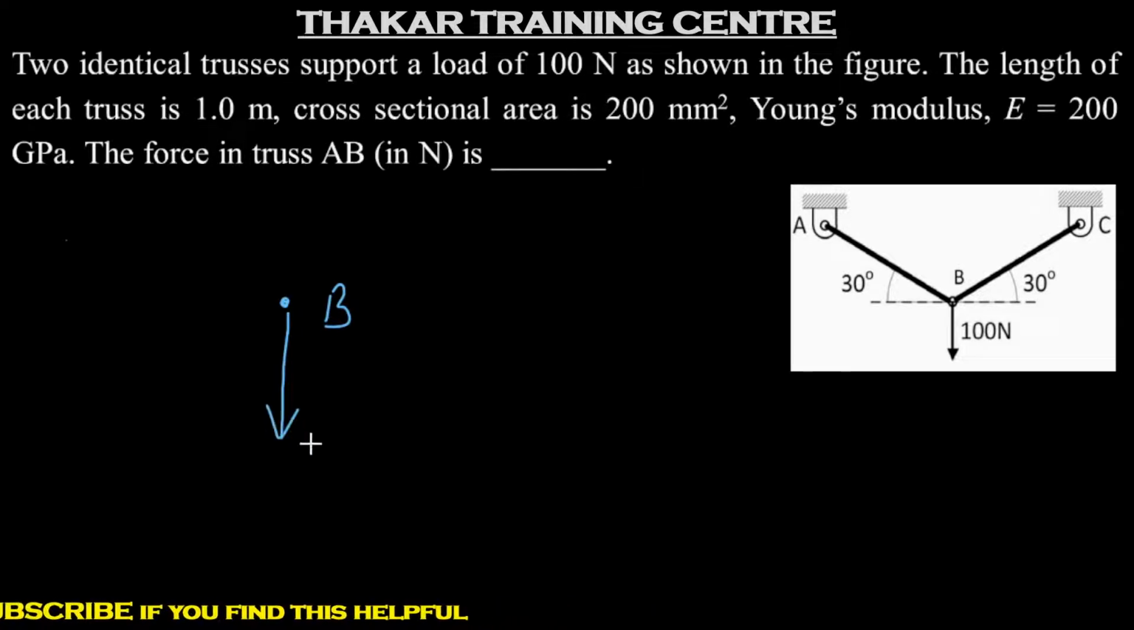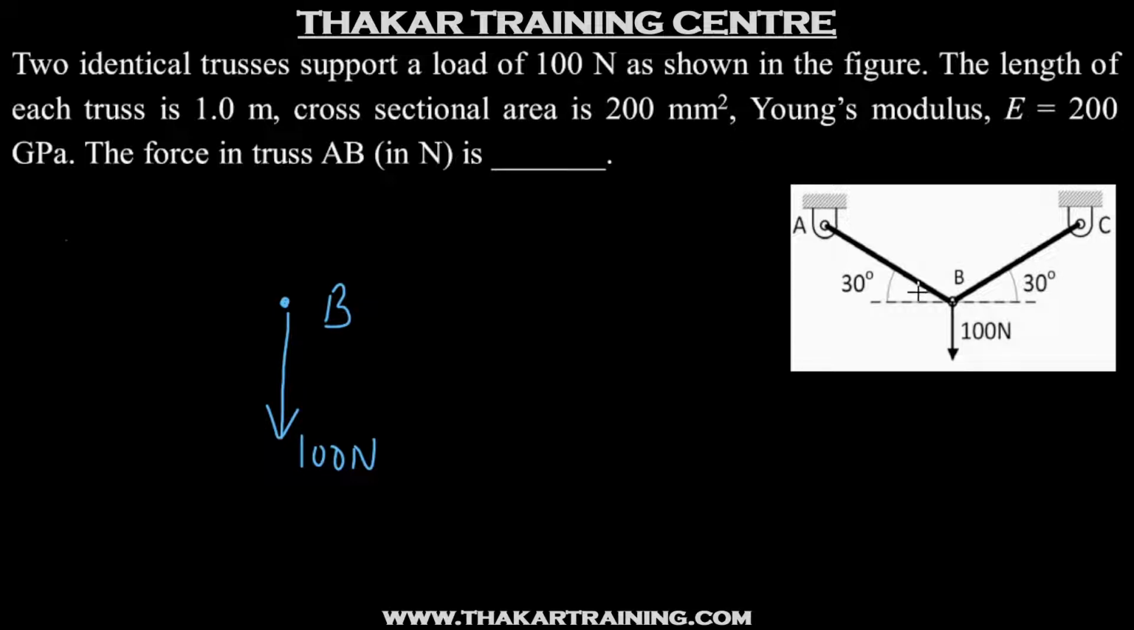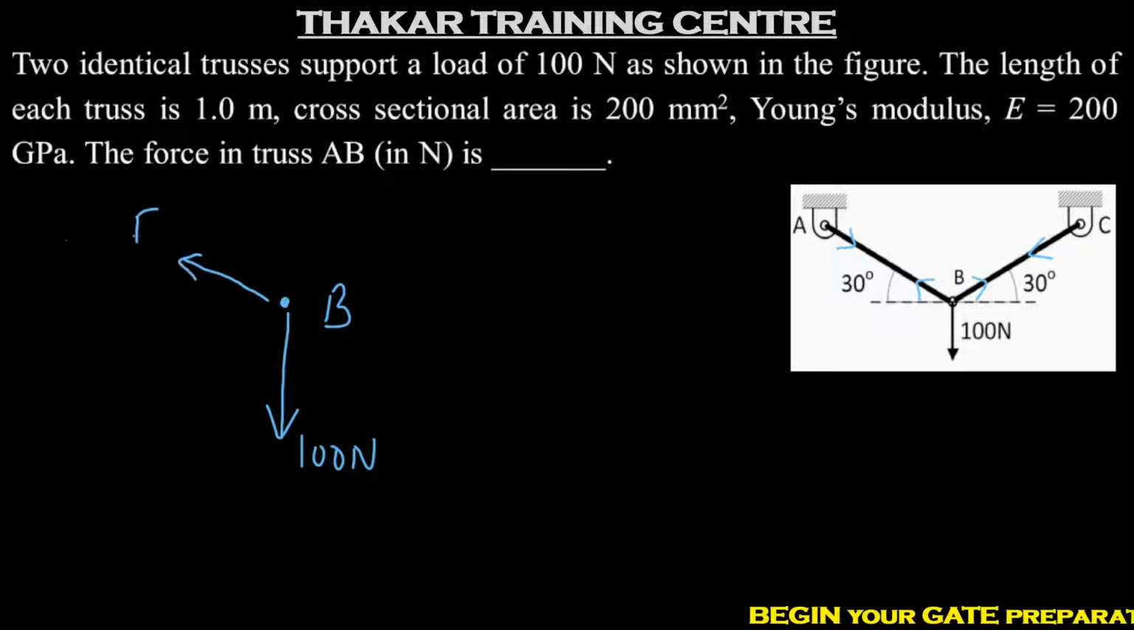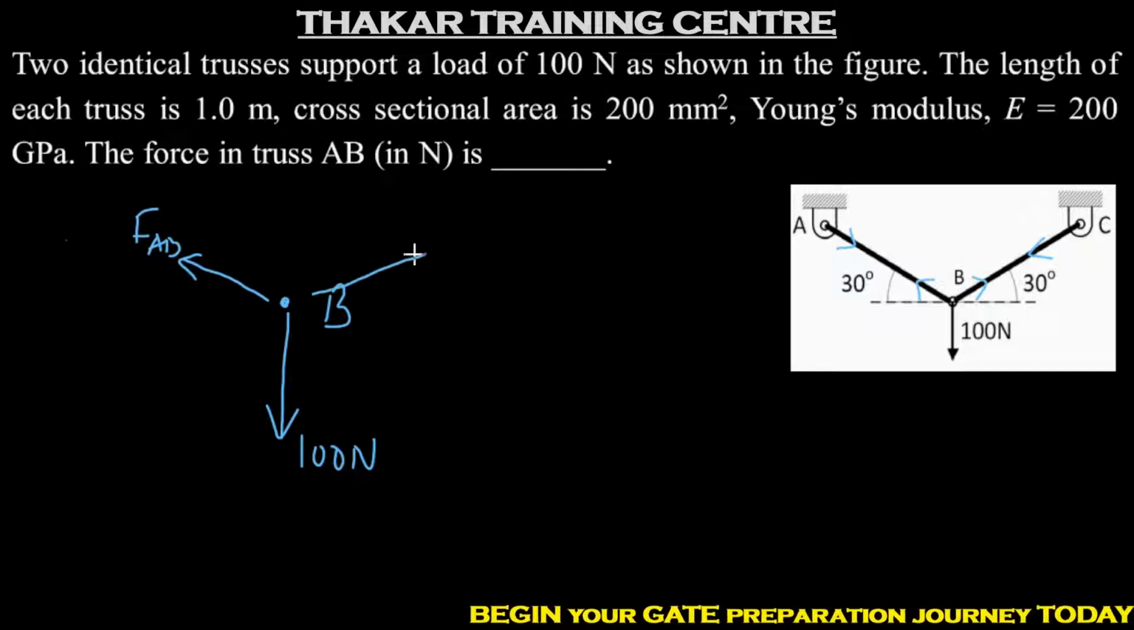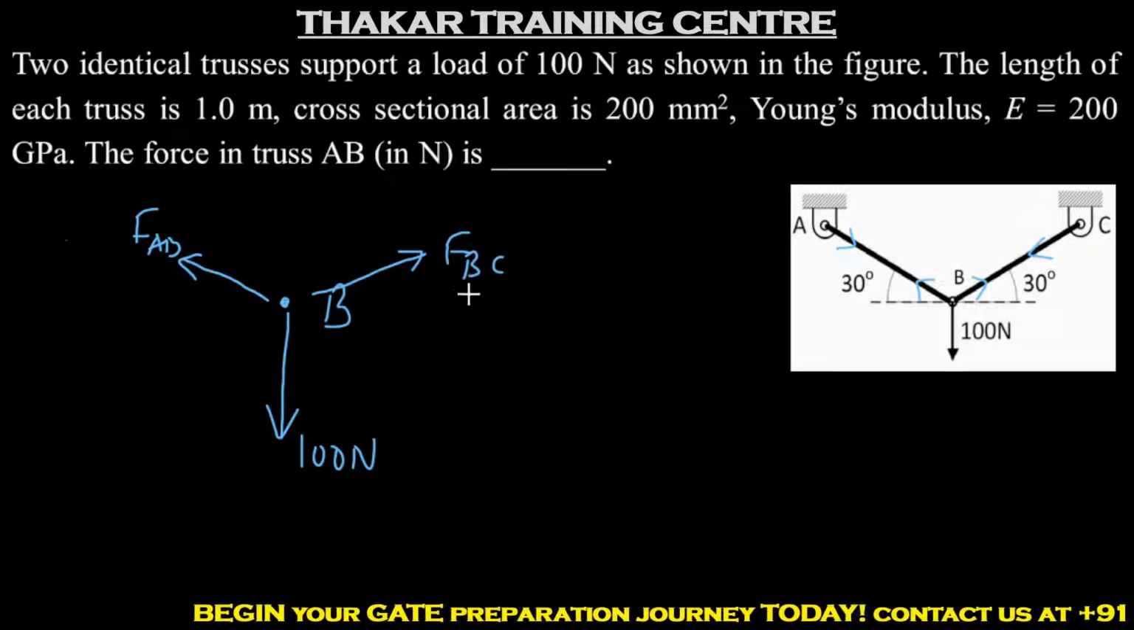This is 100 Newton. Now to apply Lami's theorem, one of the conditions is that you should have all the forces which will be either towards the point or away from the point. Now we already have 100 Newton which is away from the point. So we'll assume these two forces to be in this direction so that all the three forces become away from the point. So to complete the diagram, we have this. So what we have done is we have assumed that the internal forces in members AB and BC are in these directions. So here we will have, this is force in AB and this is force in BC.